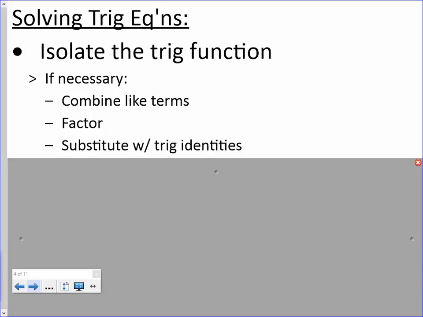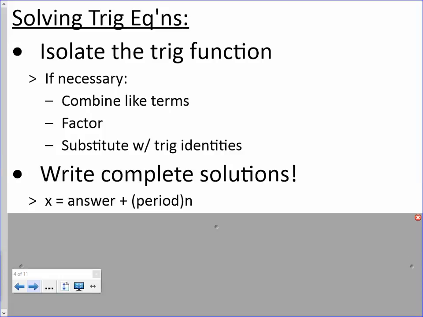You can also use substitution with trig identities. This is going to be less common for us in our homework over the weekend. But if you ever got to an equation where there was more than one trig function, you might think about rewriting it or using some of your trig identities to help you with that.